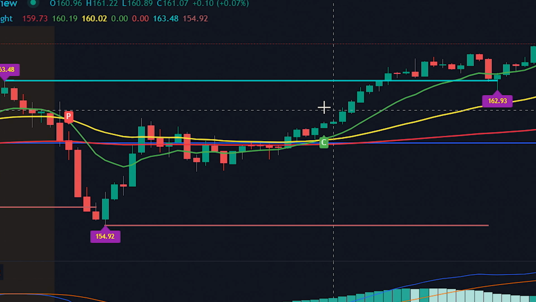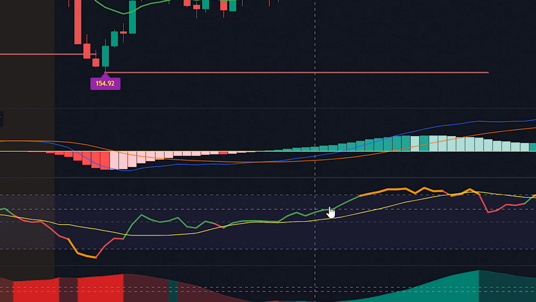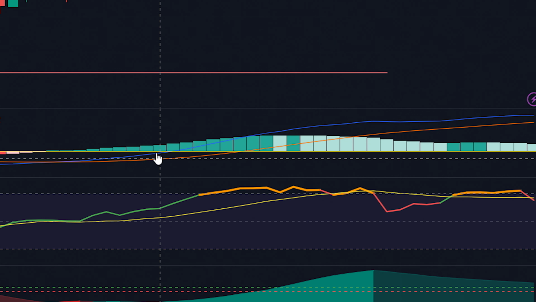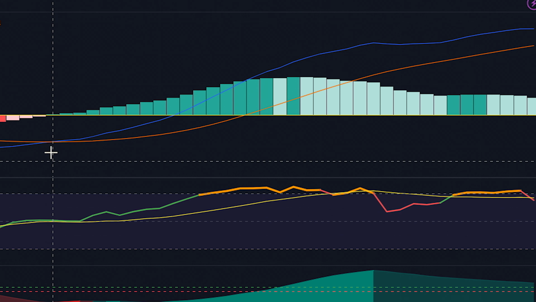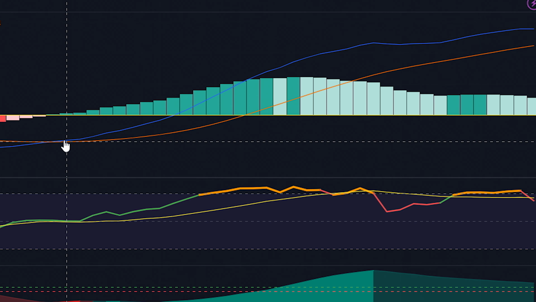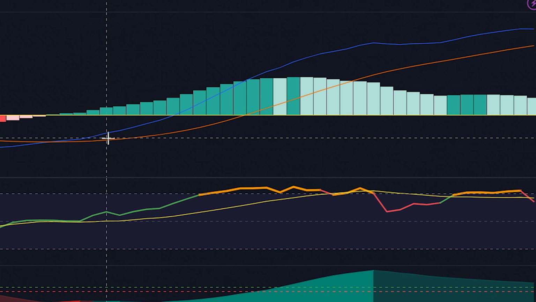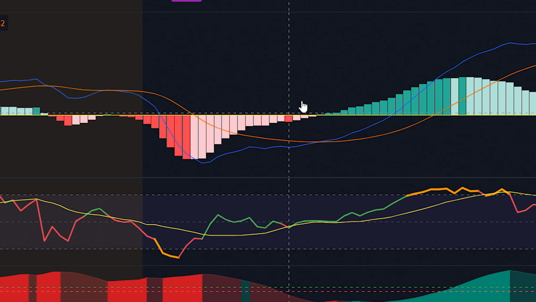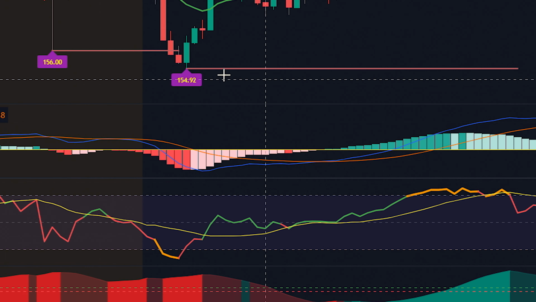We have now confirmation from the 1348. We have confirmation from the RSI. And as you can see here, from our custom MACD, we have the crossover where we begin to print green bars on the histogram, and the MACD is rising along with the signal line. Again, these are custom settings.